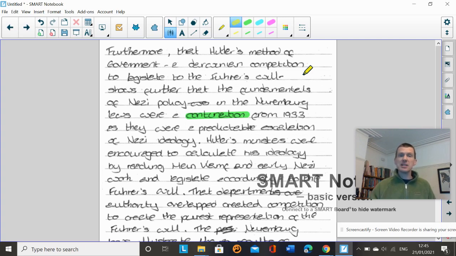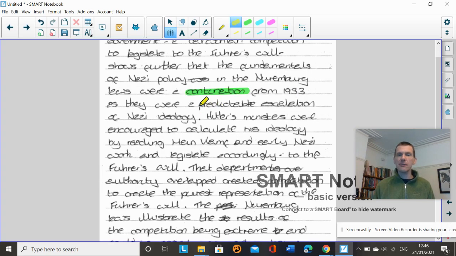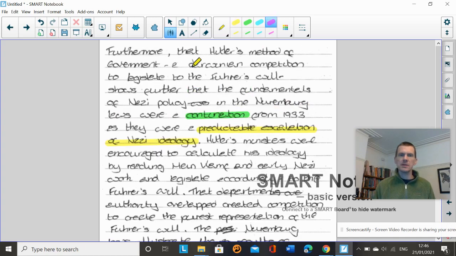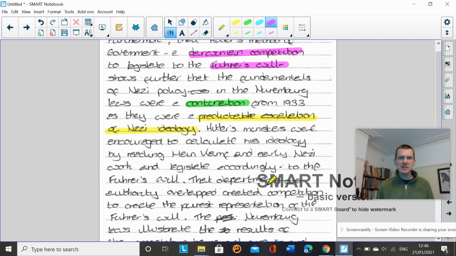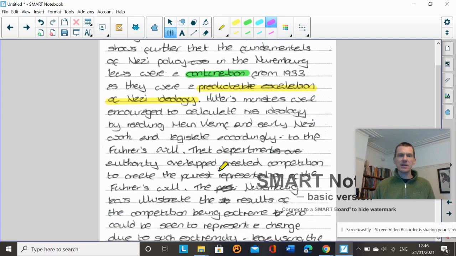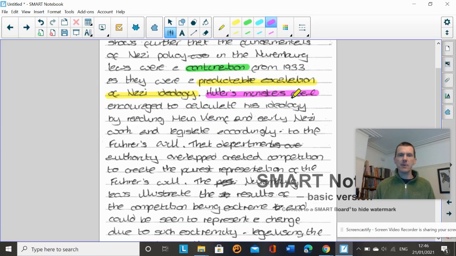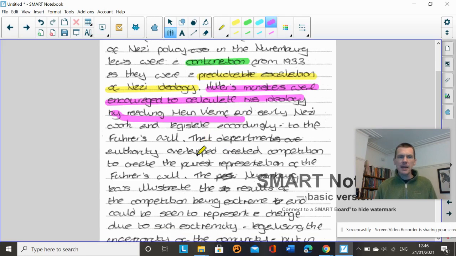And then, therefore, to legislate to the Führer as well, to pick the most Hitler, most Nazi idea about this particular thing. So this idea shows further that the fundamentals of Nazi policy of the Nuremberg laws were a continuation from 1933, as they were a predictable escalation of Nazi ideology. Let's just, here we are, the Darwinian competition, the Führer's will. Hitler's ministers were encouraged to calculate his ideology by reading Mein Kampf. Yes, they were. Fact. And early Nazi work, and legislate accordingly to the Führer as well.